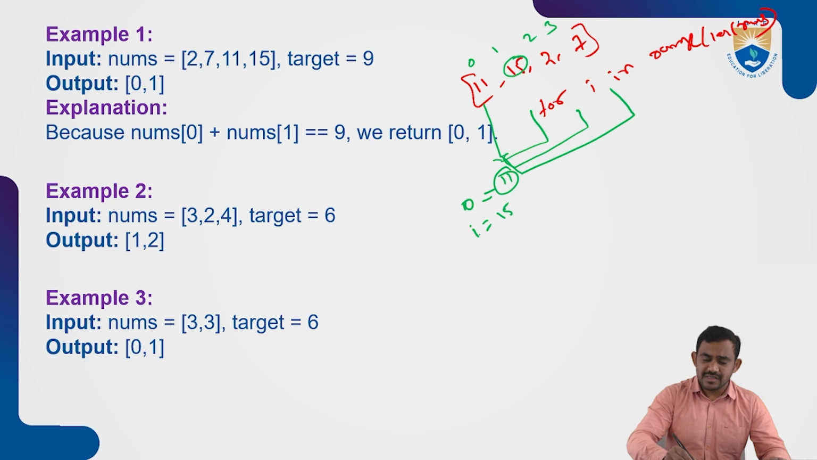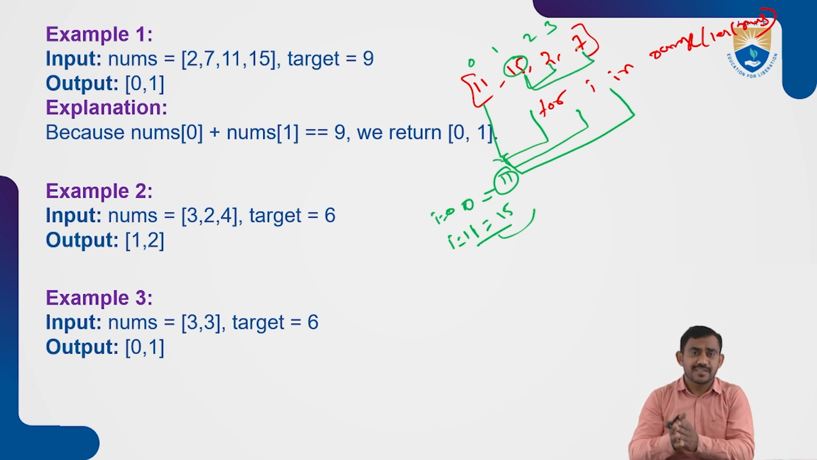So this is the 1st index. So i equal to 0 starting, then i equal to 1. So the 1st index value is cross-checked with the 2nd index value. That means 15 plus 2, as well as 15 plus 7. So you can't reach your target.